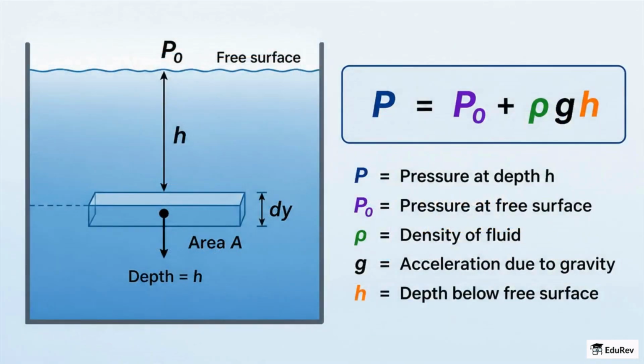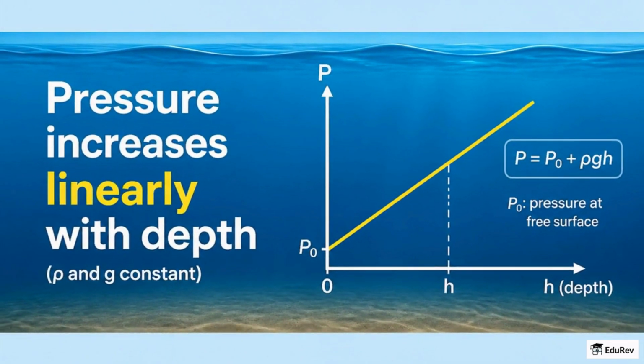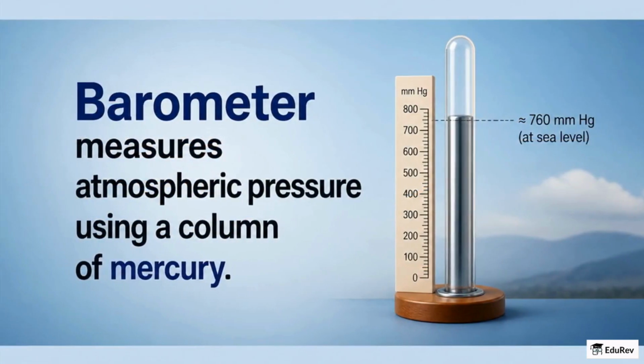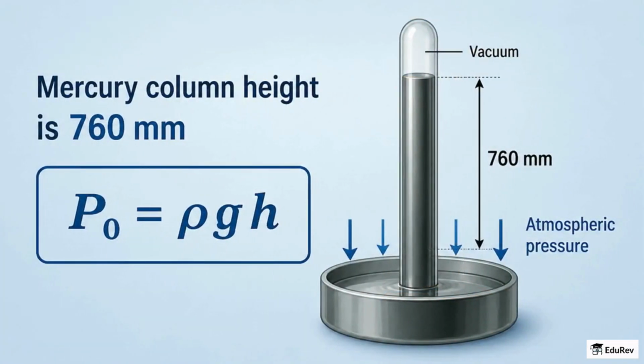Integrating gives P at depth equals P naught plus rho g h, where P naught is pressure at the free surface and h is the depth below that surface. So pressure increases linearly with depth when density and gravity are constant. One useful device is the barometer, which measures atmospheric pressure using a tall column of mercury. If the mercury column height is 760 mm, we use P naught equals rho g h to compute atmospheric pressure.